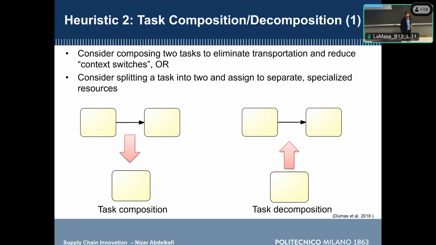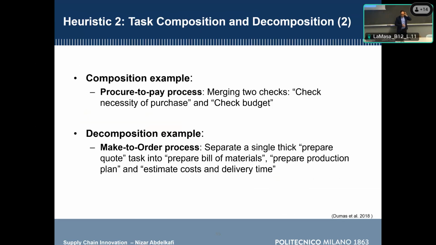We can see here some examples. The procure to pay process is an example of composition: merging 2 checks, check necessity of purchase and check budget. When do you make a purchase in a company? You make a purchase, of course, when you need the object to be purchased, so there is a real need. And then when we have budget. If we don't have budget for paying things, of course, we will not be able to buy.